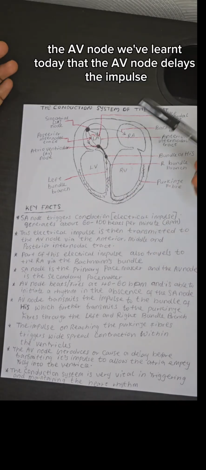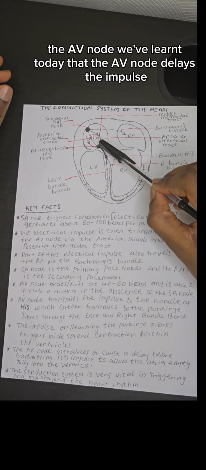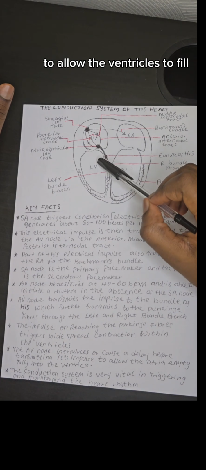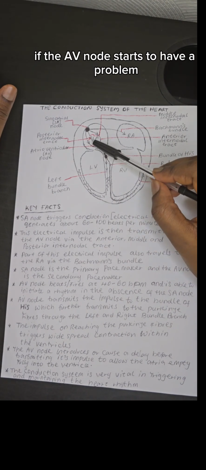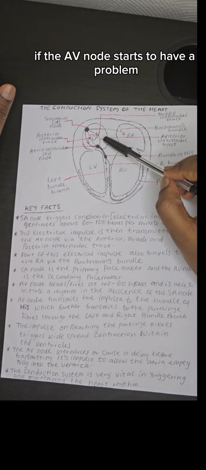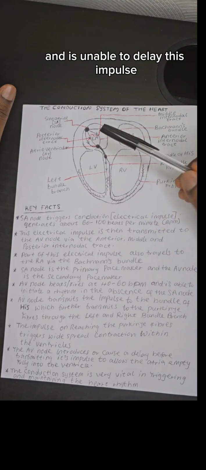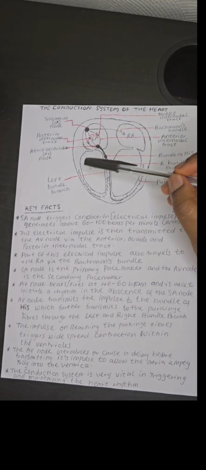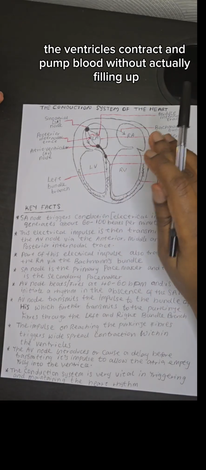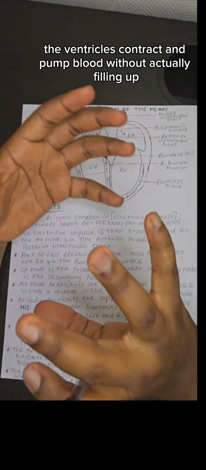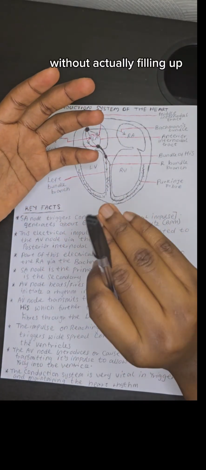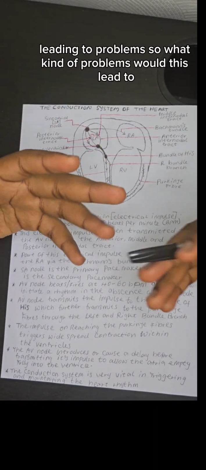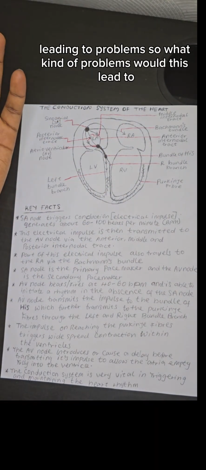The AV node, we've learned today that the AV node delays the impulse to allow the ventricles to fill. If the AV node starts to have a problem and is unable to delay this impulse and just fires once the electrical impulse gets to it, the ventricles contract and pump blood without actually filling up, leading to problems. So what kind of problems would this lead to?